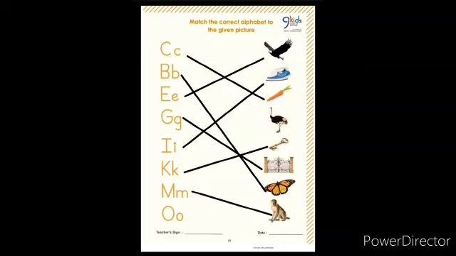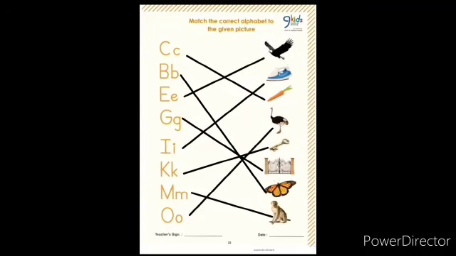The last alphabet is O. O for ostrich. I have done my worksheet and I hope you all have done the same way.